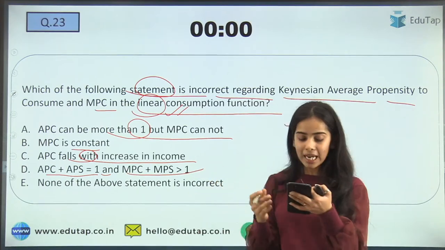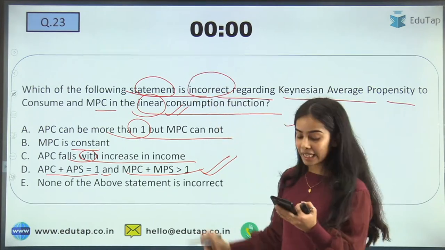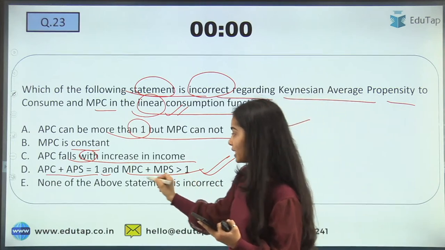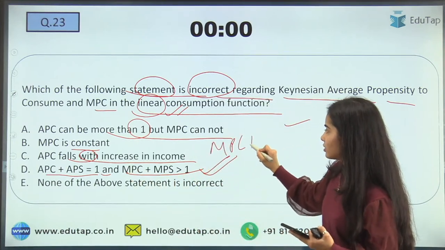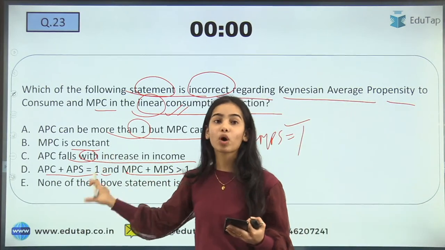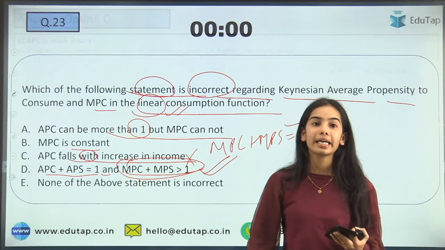Okay, you people are answering D, and yes, that is the right answer. We had to answer what is the incorrect statement, and many of you are answering D and that is right. See, MPC plus MPS is always equal to 1. APC plus APS is always equal to 1. So this is not right. This one is not right, so that's why D is the incorrect one.